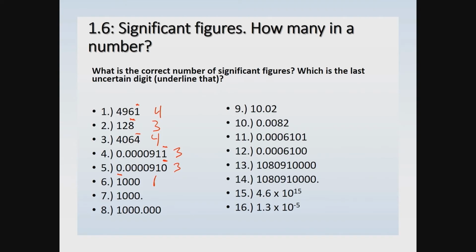Now, as soon as you put a decimal place in the 1,000 there, all those zeros to the right of the 1 become significant. So we have 4 significant figures here. And now this 0 is an uncertain digit.